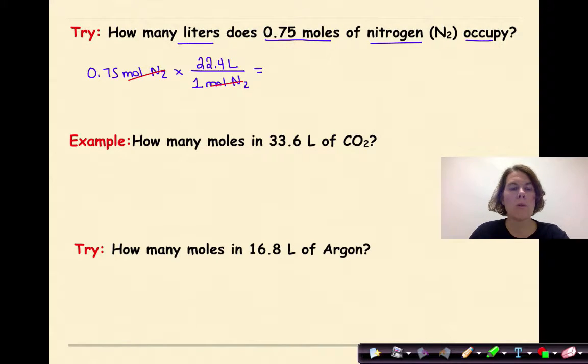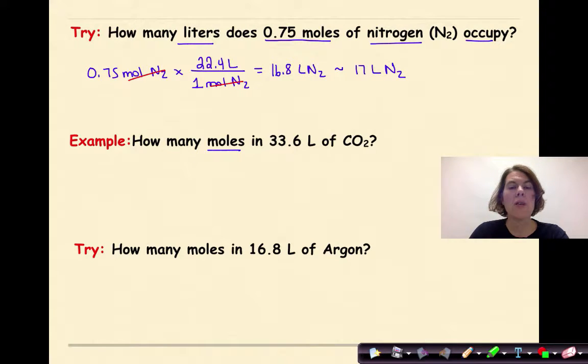And then again, I need to make sure that my units cancel. Moles cancel moles. So my final answer is going to be 0.75 times 22.4 liters. And if I work that out to two significant figures, my answer should be 16.8 liters of N2. But again, I want to do this to two significant figures, so I need to round this to 17 liters of N2. Let's look at another example, but this time we're going to go from volume to moles.